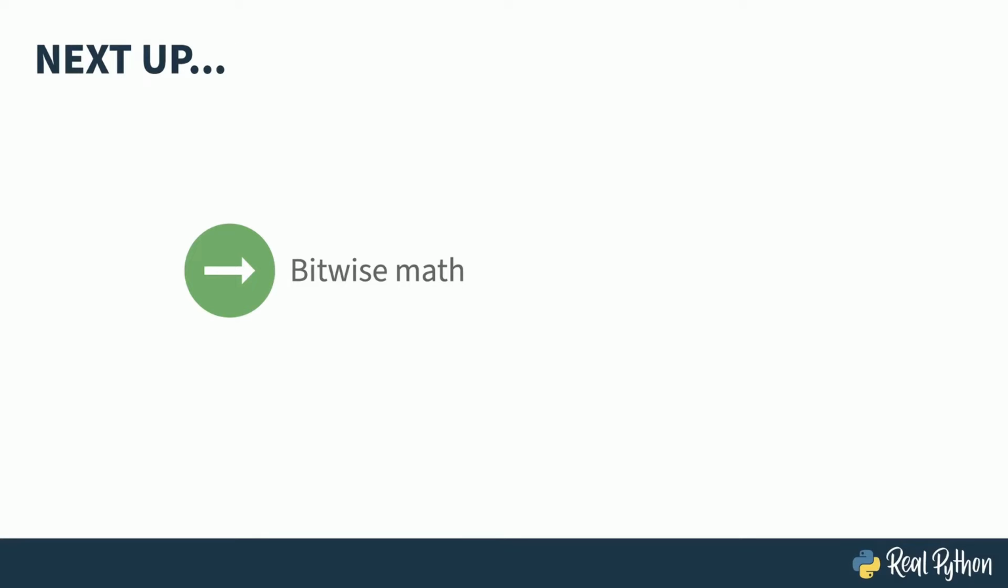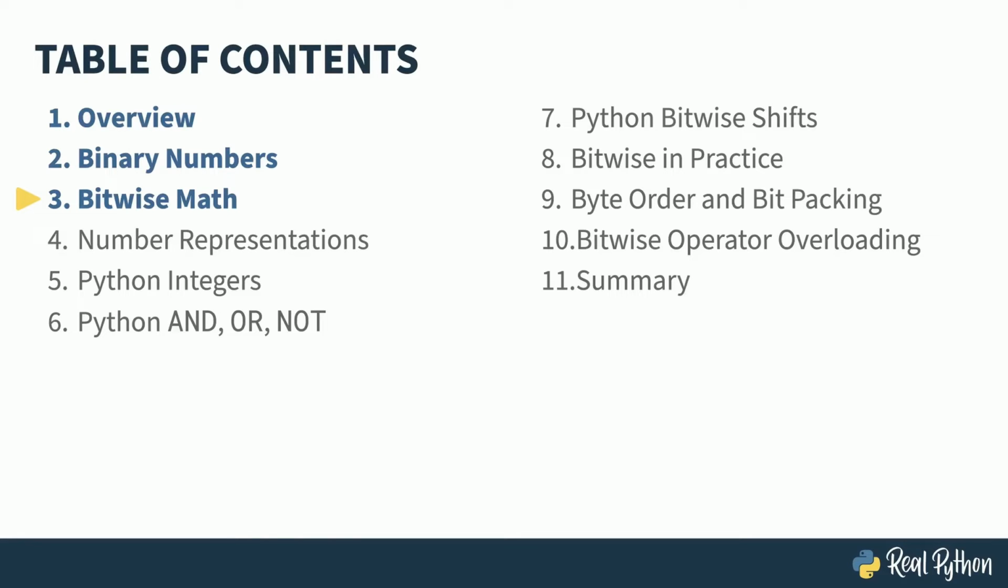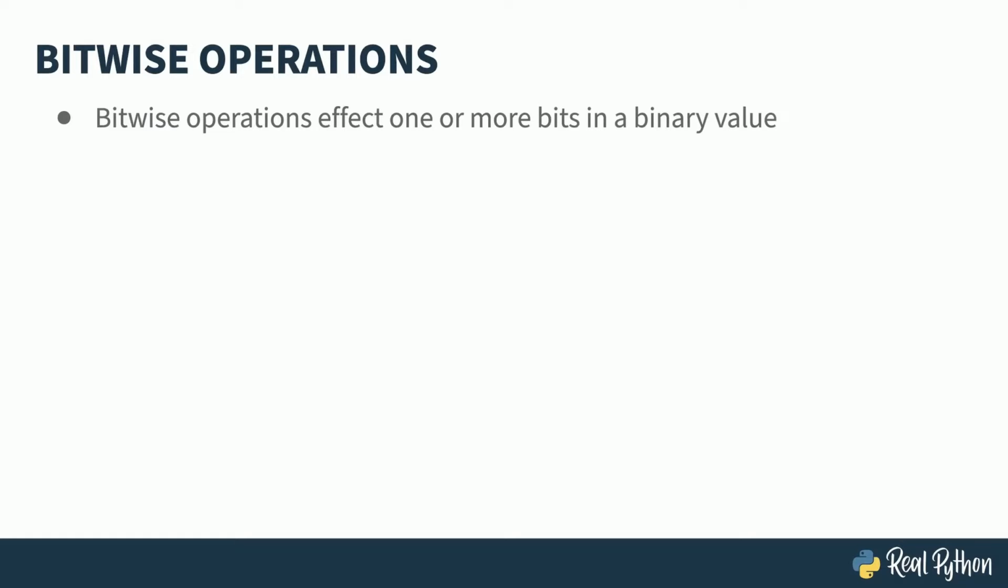Now that you've got binary in your brain, next up, I'll show you bitwise operations that affect binary values. In the previous lesson, I showed you the ons and offs of binary numbers. In this lesson, I'll be talking about operations on binary values. Bitwise operations affect one or more bits in a binary value.